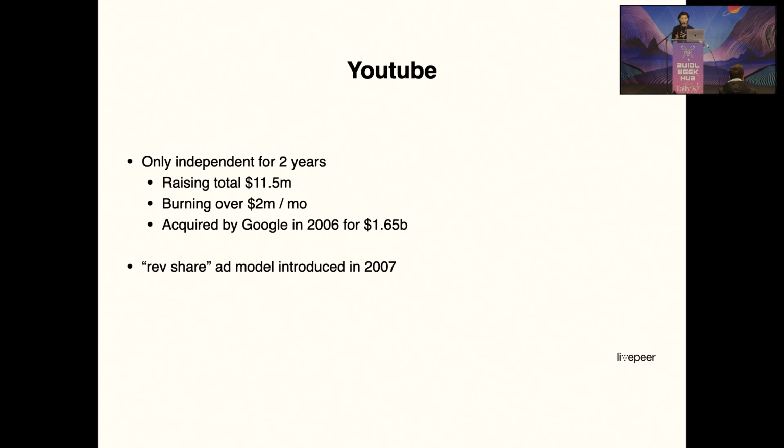They raised about $11.5 million and spent most of that on infrastructure. Right before they were acquired, they were spending about $2 million a month on streaming infrastructure. And combined with a lot of different reasons, they were acquired by Google in 2006 for $1.65 billion. Subsequently, they started their rev share, which is the ad model, putting ads in users' videos in 2007 and sharing a percentage of the revenue with the users. And that's when this ad-driven attention economy was born.